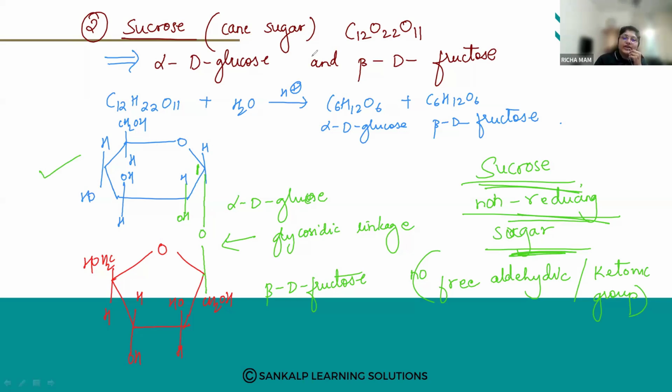Okay. So what type of linkage is present? It is a glycosidic linkage. It is between the C1 of alpha D glucose and C2 of beta D fructose. And why is sucrose called a non-reducing sugar? Because it does not have a free aldehydic or ketonic group. It does not reduce Tollens' reagent and Fehling's solution. So this is about sucrose.